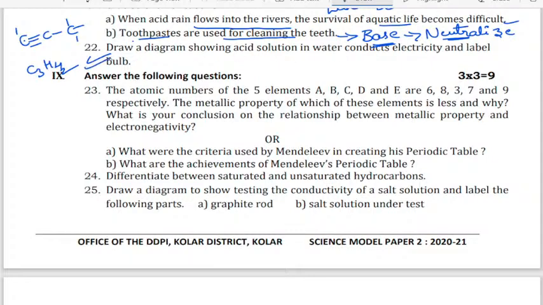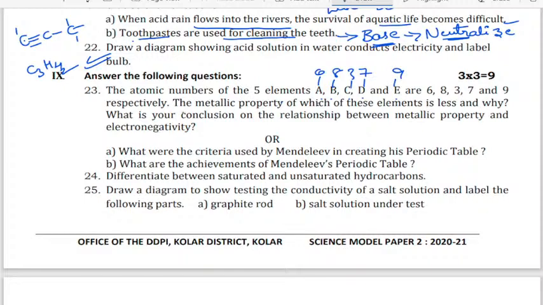Do learn all the diagrams with respect to examination point of view. Okay. So let's go for the next question. The atomic numbers of 5 elements A, B, C, D and E are 6, 8, 3, 7 and 9. That means A is 6, B is 8, C is 3, D is 7 and E is 9.